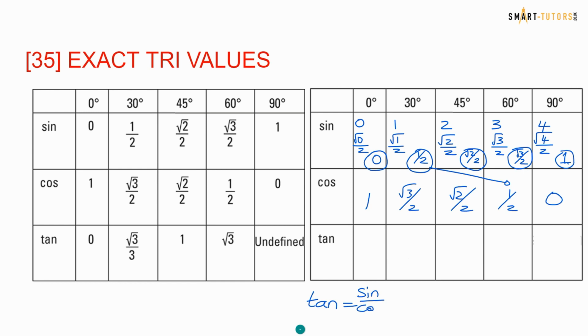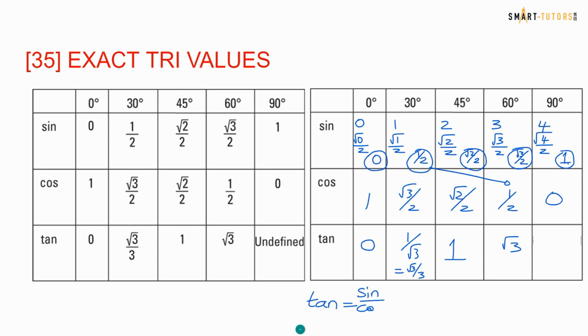So 0 divided by 1 is 0. Half divided by root 3 over 2 is 1 over root 3 or root 3 over 3. Both are the same after rationalizing. Root 2 over 2 divided by root 2 over 2 is 1. Root 3 over 2 divided by 1 over 2 is root 3.